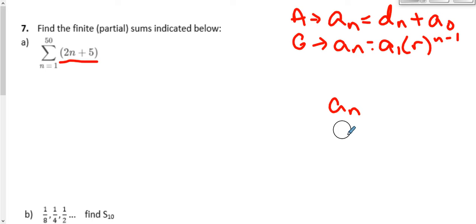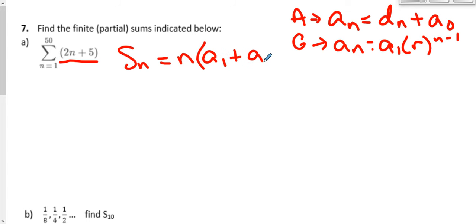So I'm going to go ahead and take the arithmetic sequence formula that uses a sub n. And that formula is the sum up until the nth term is n times the first term plus the last term, all divided by 2. And that formula will be given to you. It will be called the arithmetic series formula, and you're going to see that it has a sub n and a sub 1 in it.